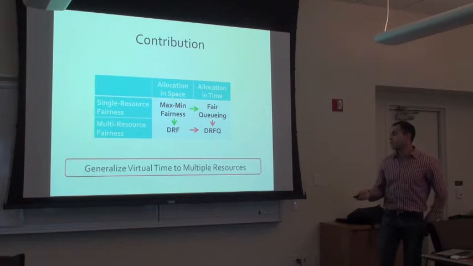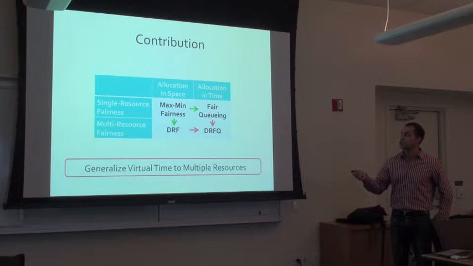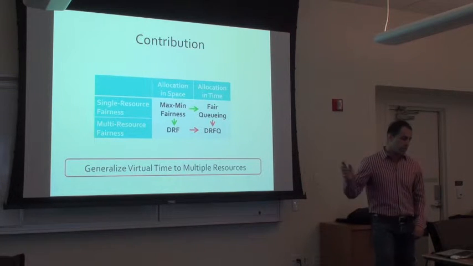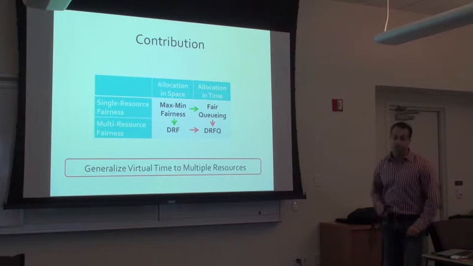So another way to see it is that we're basically taking this notion of virtual time that fair queuing introduced, and we're generalizing it to multiple resources. So we want to have virtual time for multiple resources. So that's what we did.